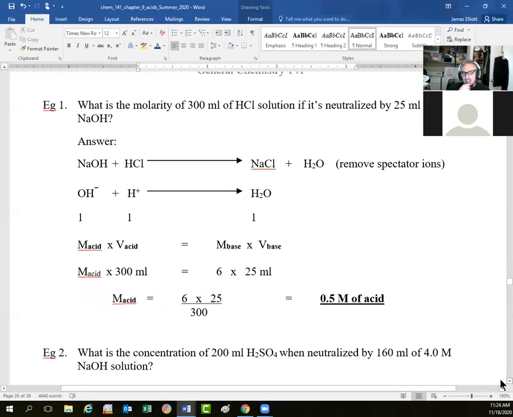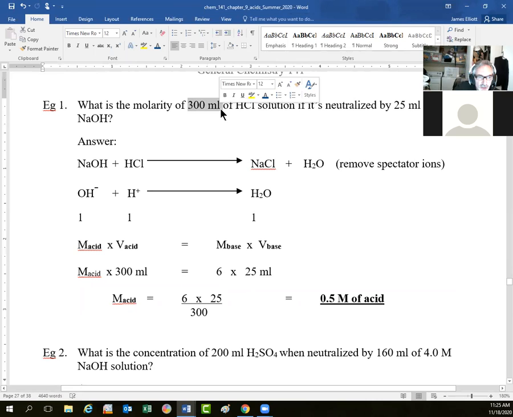Let's look at a couple of examples of titrations that are being performed. The ones in our lab are pretty straightforward because it's monoprotic acids which are reacting. So there's no trickery, which we'll see in a second. So titration performed with 300 milliliters of hydrochloric acid, and it's neutralized by just 25 milliliters of 6 molarity sodium hydroxide. What is the concentration of the acid?